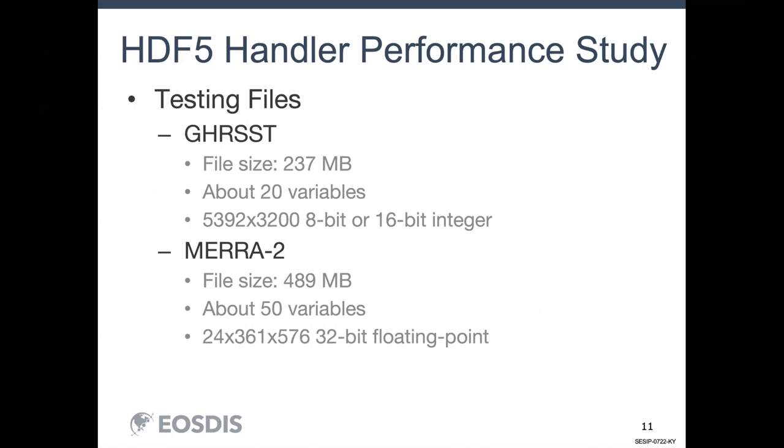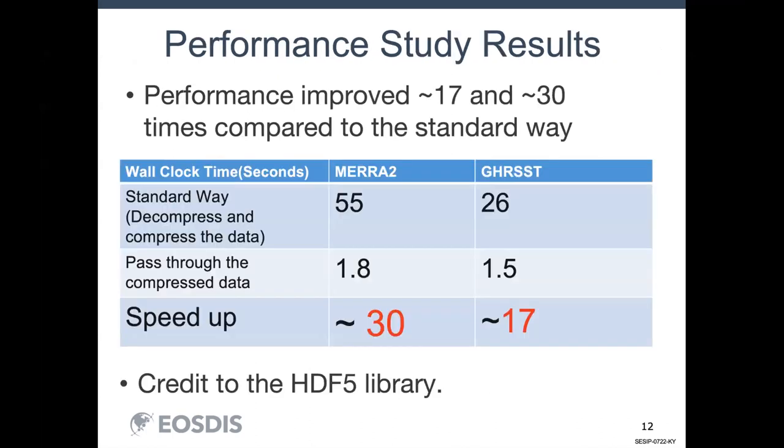So that's what I did. And finally, this is the performance study results. The performance improved dramatically. In the standard way, for Mirror 2, I can achieve 30 times faster. For Gerst file, I can achieve about 17 times faster. So this is the end of my talk.